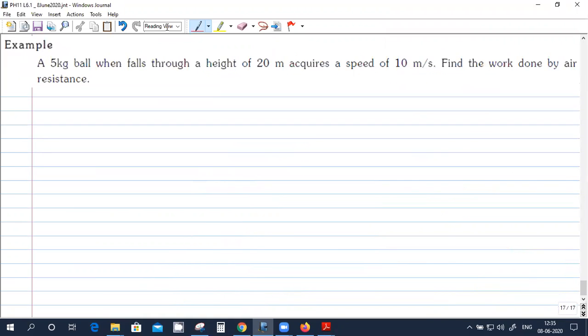Right. Do this one. The 10 meter per second speed is the final velocity. Find the work done. It's falling down, so it will still continue. Falling down means initially it's at rest. It travels a distance of 20 meters. When it travels a distance of 20 meters, it reaches a speed of 10 meters per second. That is the final velocity. Air resistance is there.